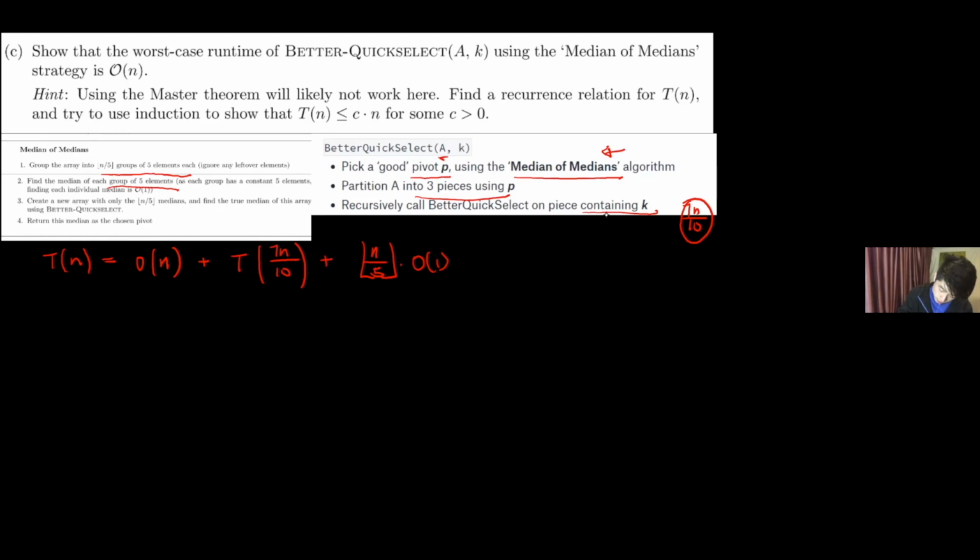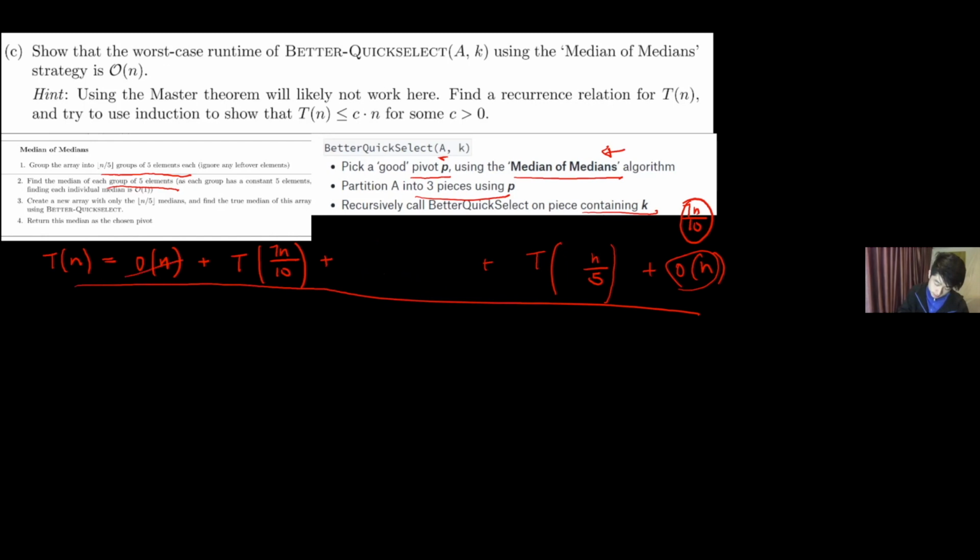And then we do finding a true median of an array of size n over 5. So that's T of size n over 5. Plus, you can just add some linear time term. Because we're doing asymptotic analysis, we can just group these two together. So yeah, this would be the recurrence relation.